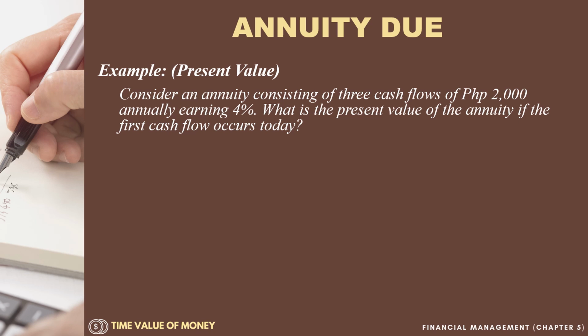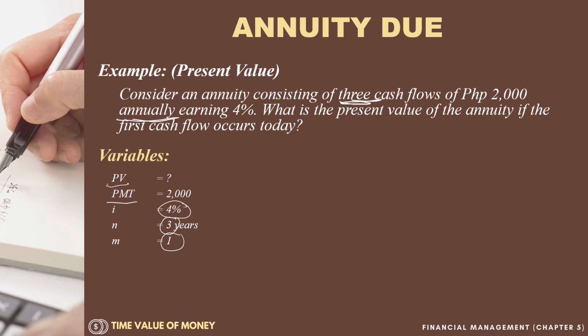Now, let us first examine the variables for this problem. So, these are the variables. Again, we are looking for the present value here. The payment again is 2,000 pesos, and I is 4%. The problem says the annuity consists of 3 cash flows, meaning we are doing the annuity for 3 years. And M is 1, considering that it is annual.